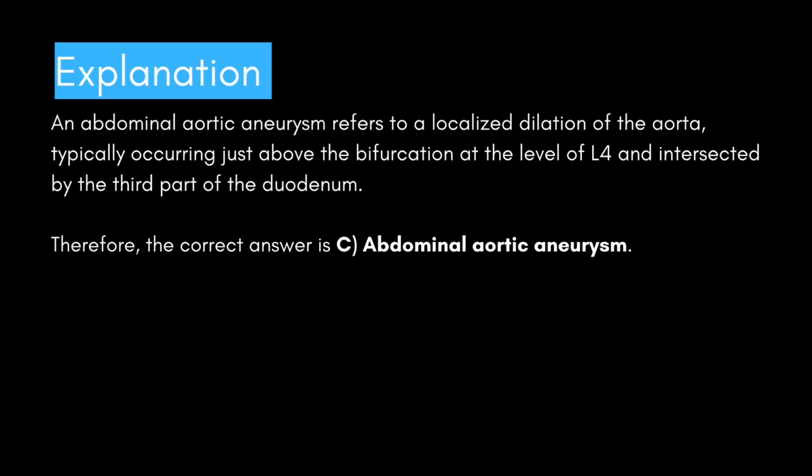An abdominal aortic aneurysm refers to a localized dilation of the aorta, typically occurring just above the bifurcation at the level of L4 and intersected by the third part of the duodenum. The correct answer is C, abdominal aortic aneurysm. Let's go ahead and take a look at the other answer choices and why they're wrong.